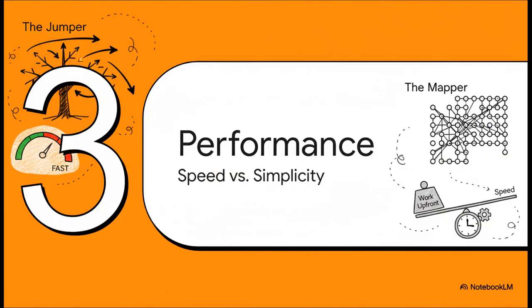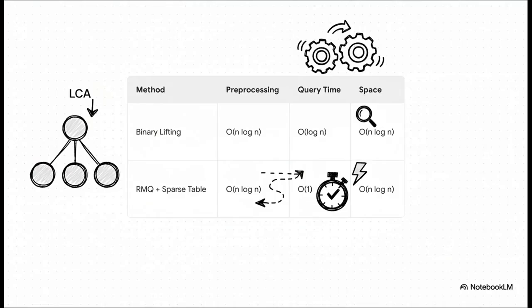Okay, so we've got two really powerful methods here, the jumper and the mapper. So, which one is actually better? Well, like with so many things in computer science, it really boils down to a classic trade-off. How much work you're willing to do upfront versus how blazing fast you need your answers to be. Let's look at the hard numbers.